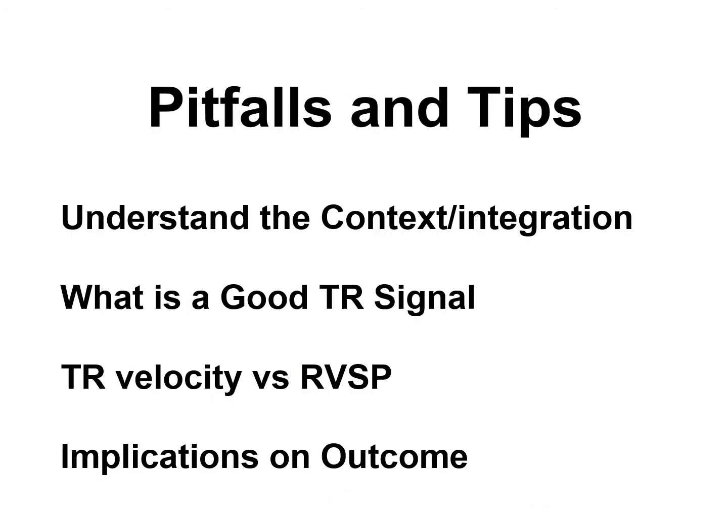Today we're going to be speaking about understanding the context by which echocardiography is done and integration of the qualitative and quantitative aspects of the examination. We'll go over what a good TR signal is and offer some tips in terms of how to improve this important Doppler assessment. We'll contrast the use of the tricuspid regurgitation velocity with actual calculation of right ventricular systolic pressure, paying close attention to what we define as the right atrial pressure. And lastly, we'll speak about the implications on outcome and why it is important for us to be as accurate as we can be.